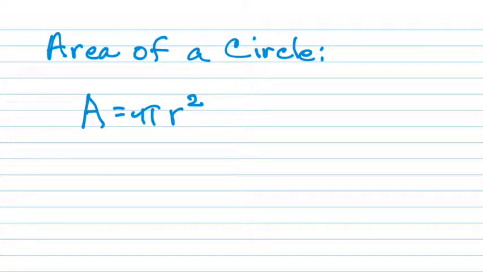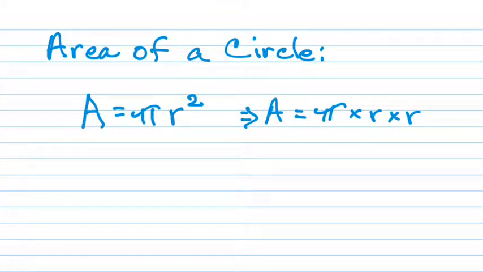So area equals pi times the radius squared. If you wanted to expand that out, you could write it as area equals pi times the radius times the radius again. Remember that squaring something simply means multiply it times itself. So what information do I need to have in order to make this work? The radius. You bet.